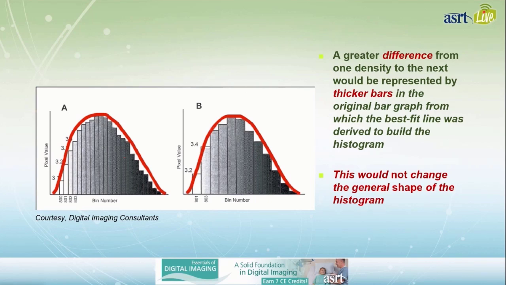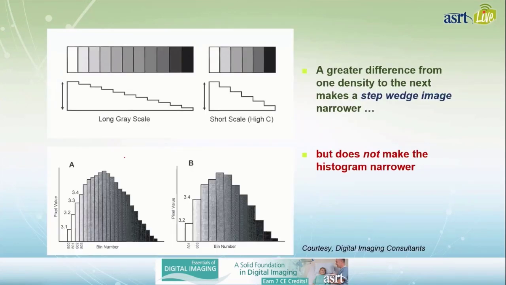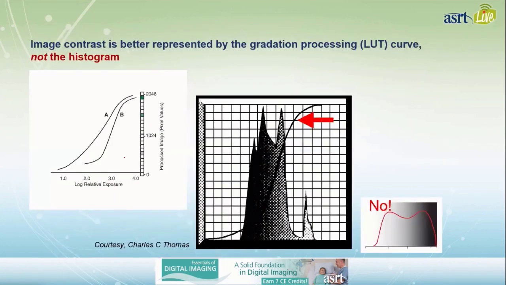There's no change in the general shape of that histogram due to using higher contrast. And remember how we defined higher contrast more specifically as the specific difference between one density level and the next. And that's not directly related to how the shape of the histogram results. So a greater difference from one density to the next makes the step wedge image narrower, but it does not make a histogram narrower. In fact, image contrast is better represented by using the gradation, processing, or LUT curve that you're familiar with, rather than the histogram.